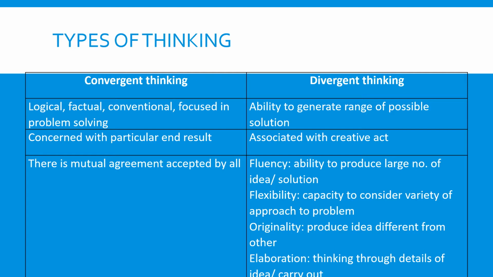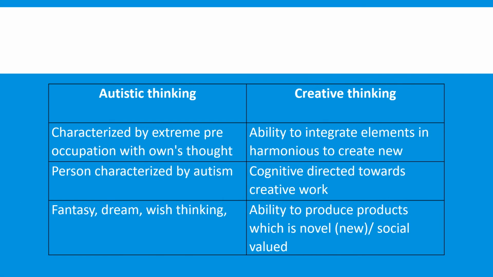Talking about divergent thinking, it is the ability to generate a range of possible solutions. It is associated with creative acts. There is fluency, the ability to produce a large number of ideas and solutions. There is flexibility, the capacity to consider a variety of approaches to a problem. There is originality, concerned with producing ideas different from others, and elaboration, that is thinking through the details of ideas and carrying them out. Next we have autistic thinking and creative thinking.